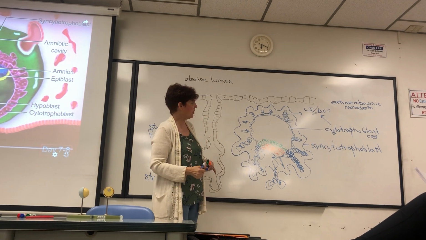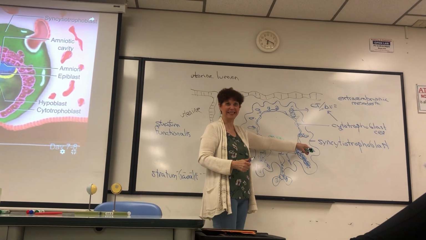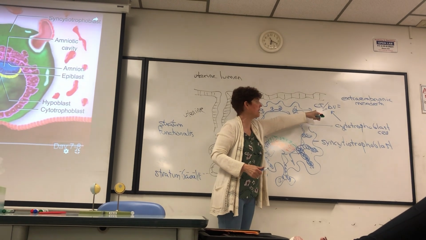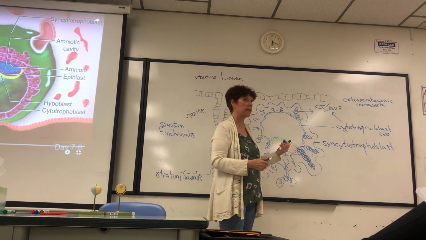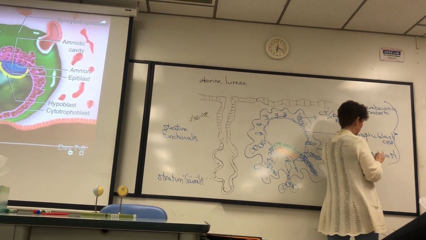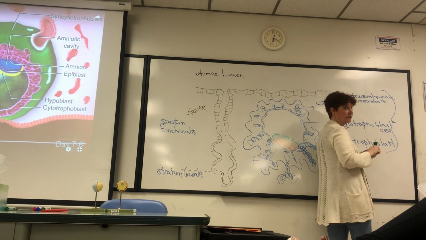So the next main term, we call the combination of syncytial trophoblast and the cytotrophoblast developing into the extra-embryonic mesoderm. All of that now is called chorion.